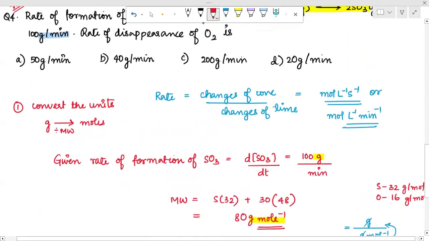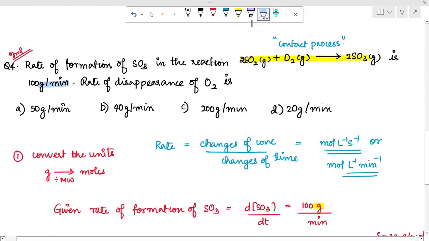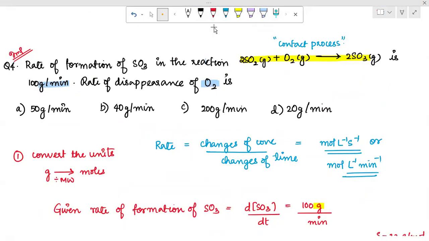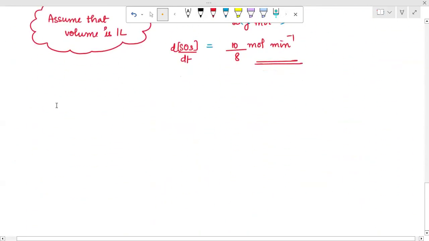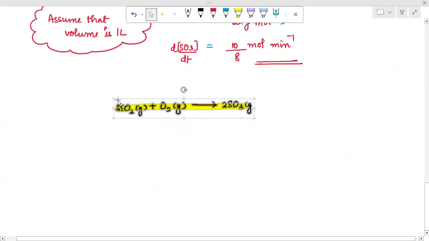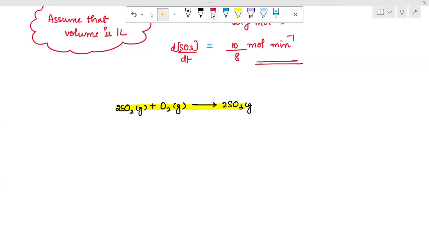Now, what is the question? The question is to find the rate of disappearance of O2. They have given the rate of formation. Now we have to calculate the disappearance of oxygen, for which we need to know how they are related. Let me take this reaction. This is the reaction which is given. Who are the candidates? SO3 and O2. We need to relate them.